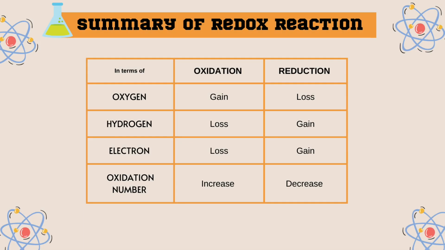And finally, to summarize the redox reaction, when the oxidation reaction happens, it will gain oxygen, lose hydrogen, lose electrons, and increase in oxidation number. While when the reduction reaction happens, it will lose oxygen, gain hydrogen, gain electrons, and decrease in oxidation number.